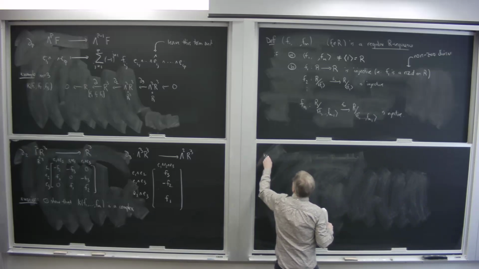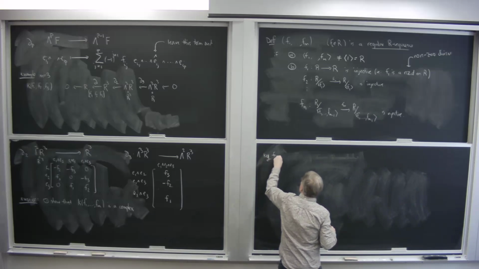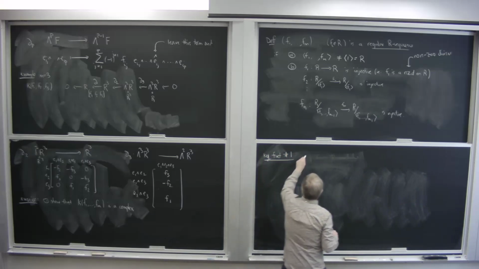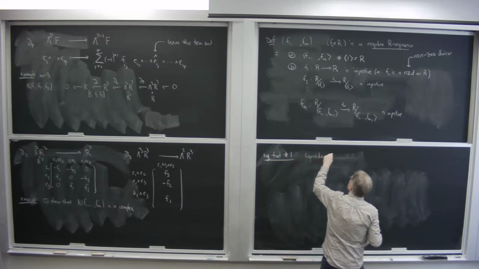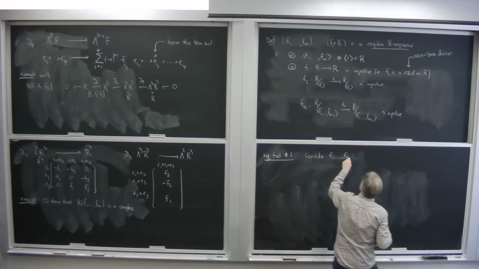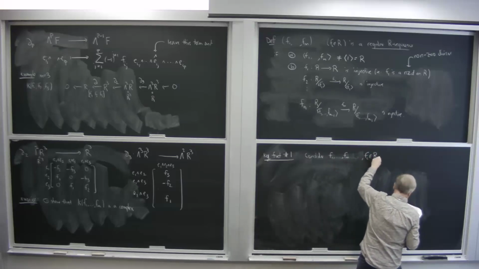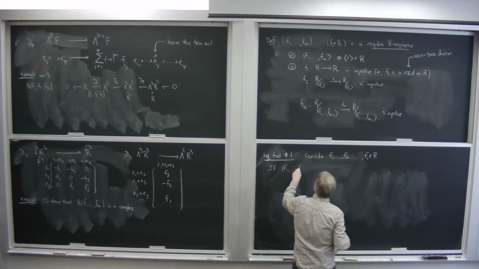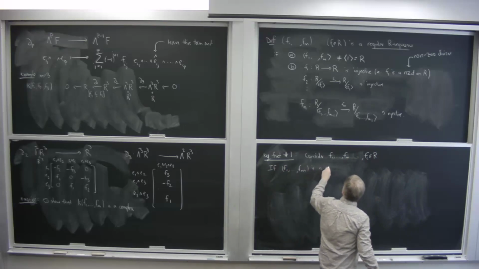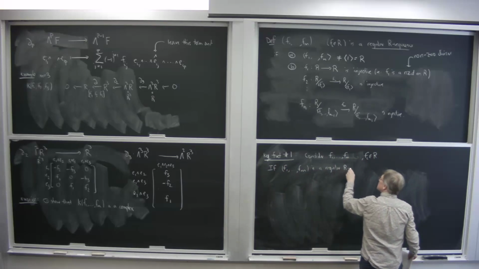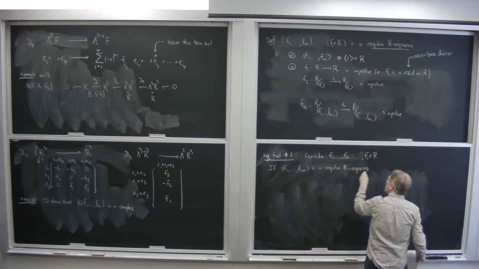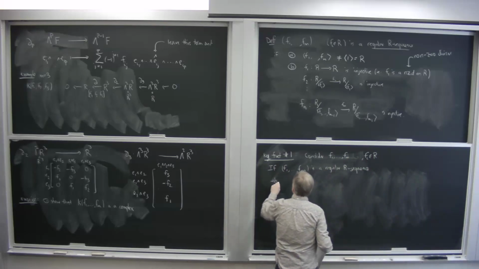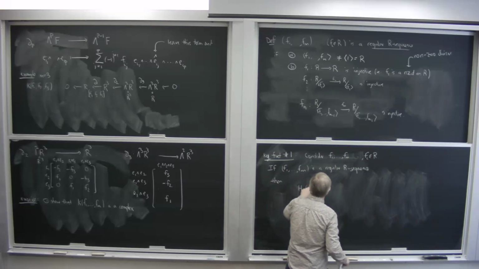So key fact number 1. Okay. So consider f1 to fm, with each fi in R. If f1 to fm is a regular R sequence, then the homology of this Koszul complex.